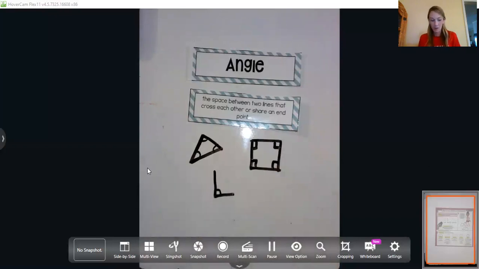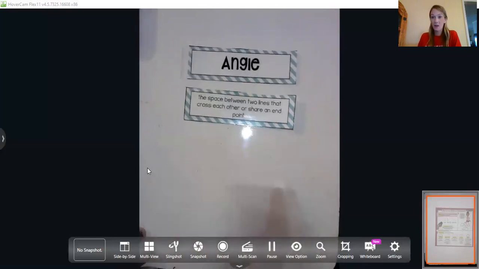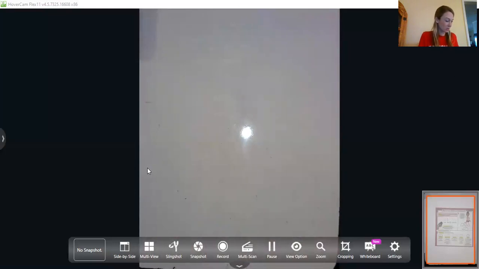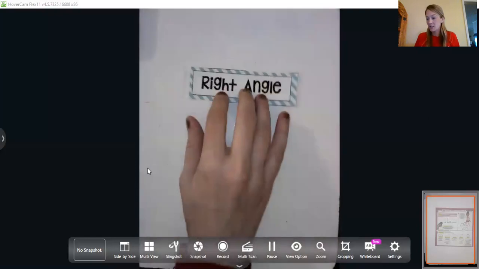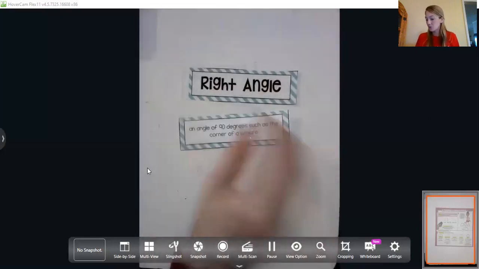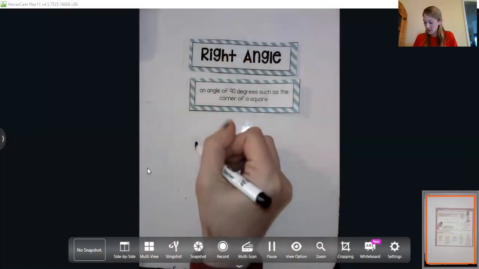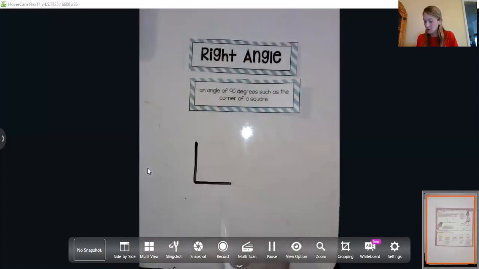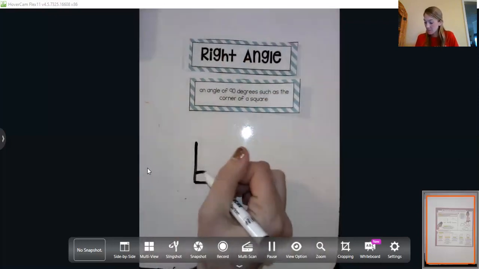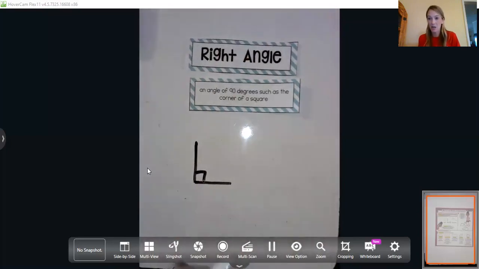Okay. All right. Now we're going to talk about a specific type of angle. And we've talked about this before too. Just want to make sure you guys know what all these words mean when I start saying them. A right angle is an angle of 90 degrees, such as the corner of a square. So we've talked about how if you have a right angle, you can actually make a box in the corner and it looks like a square. That's how you know it's a right angle.